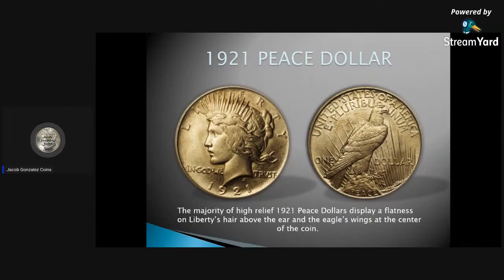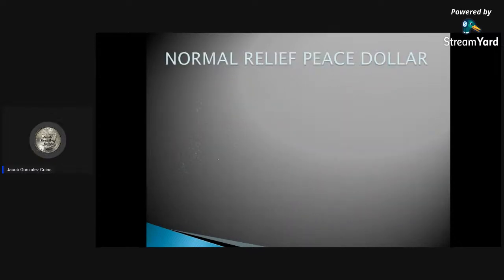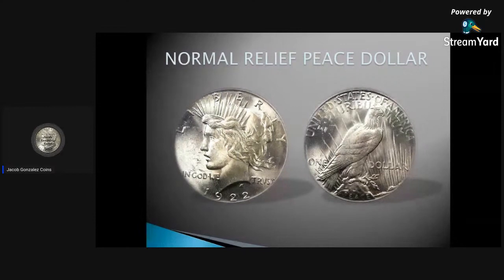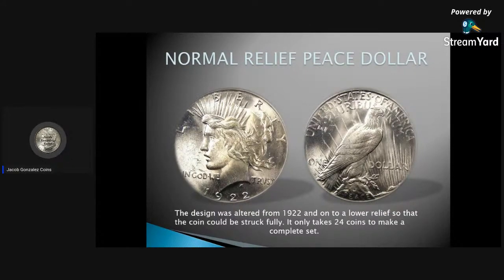The majority of the high relief 1921 Peace dollars display a flatness on Liberty's hair. As you can see, they look super flat right there in the middle of the coin and above the ear, and the eagle's wings at the center of the coin. They came out very flat because of the high relief. So here's a normal relief Peace dollar. You can see all of the wings, the feathers on the eagle, and all of the lines of the hair. The design was altered from 1922 and on to a lower relief so that the coin could be struck fully.